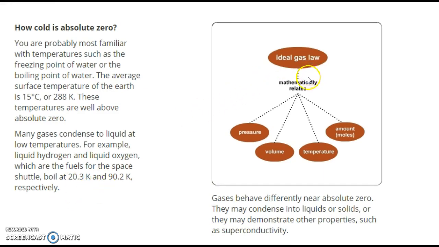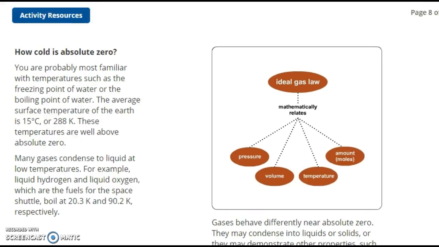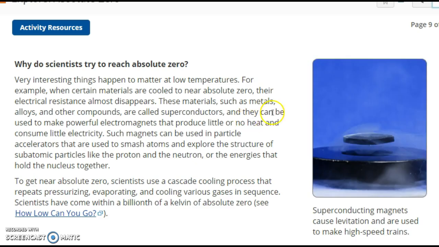Now, the ideal gas law mathematically relates pressure, volume, temperature, and the amount or moles. Gases behave differently near absolute zero. They may condense into liquids like this, or even solids. Yeah, you can have a brick of oxygen. How weird is that? Or they may demonstrate other properties such as superconductivity. And just because people usually end up asking, outer space is 3 degrees Kelvin or 3 Kelvin.